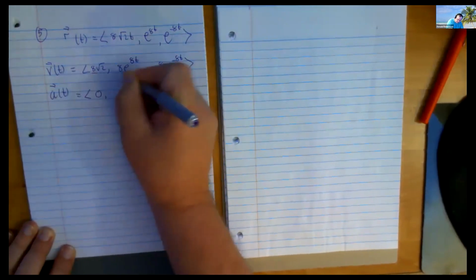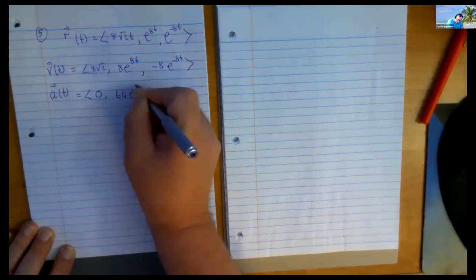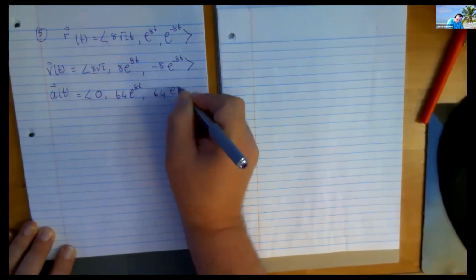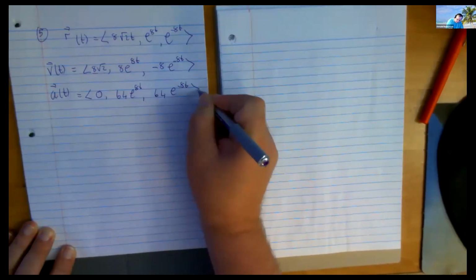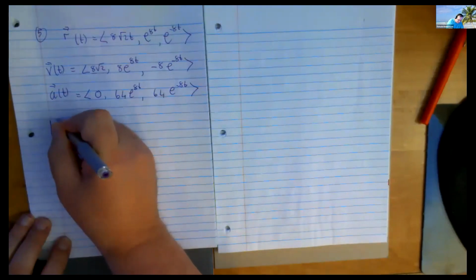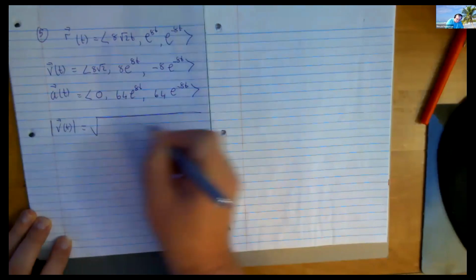If you want to get the acceleration, then a constant when you've differentiated is 0. This guy just gets another 8. And this guy gets another negative 8. Oh yeah, that is much cleaner. Now, I suspect that the speed is going to be messy. So let's see what we get.